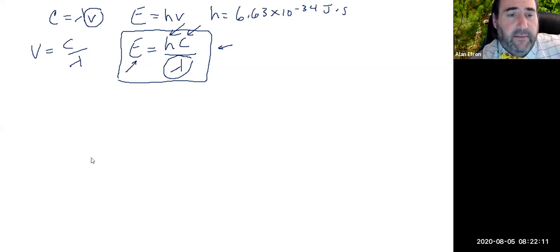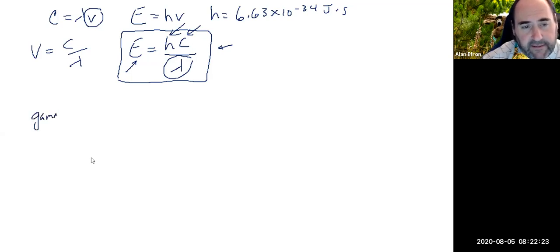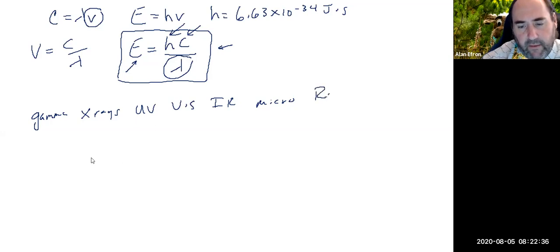And we also talked about the idea of the electromagnetic spectrum. The electromagnetic spectrum is basically different areas. We have gamma rays, X-rays, UV, the visible part of the spectrum, some infrared, some microwaves, and some radio waves.